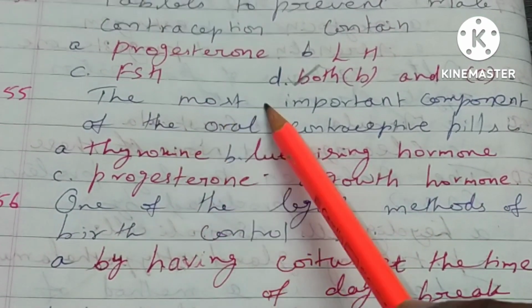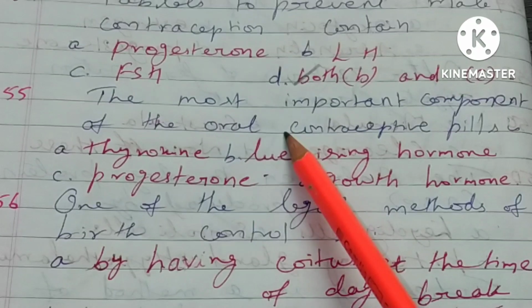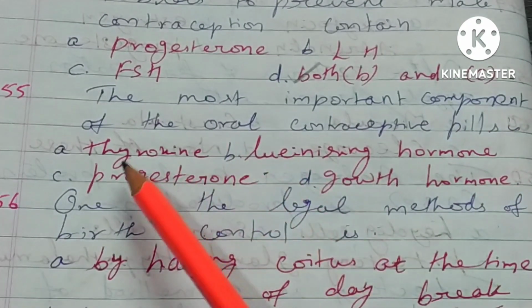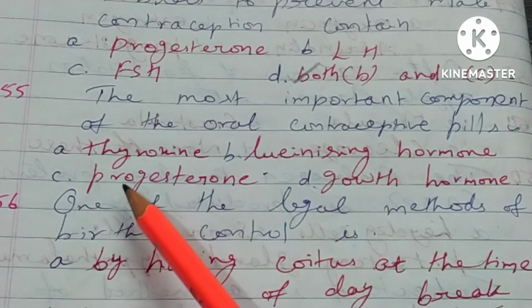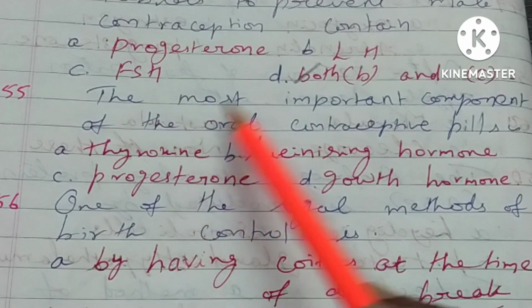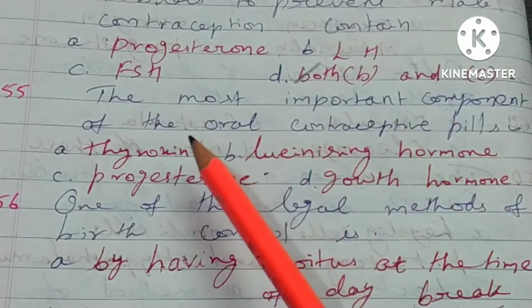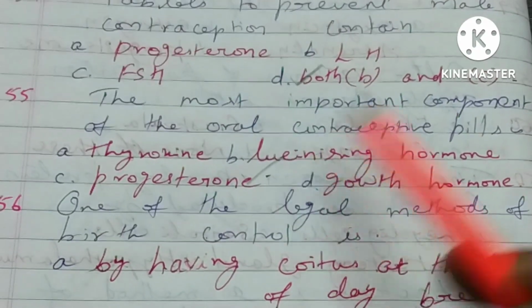Next one, the most important component of the oral contraceptive pills is option A, thyroxine; option B, luteinizing hormone; option C, progesterone; option D, growth hormone. The most important component of the oral contraceptive pills is option C, progesterone.